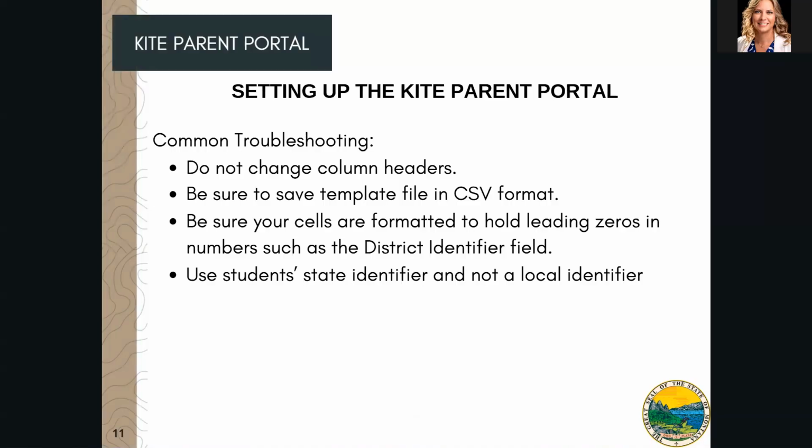Let's go through some common troubleshooting items. Be sure to leave the column headers as they appear in the template file that is downloaded out of the Kite Educator Portal. Be sure to save your template file in CSV format and that your cells are formatted to hold the leading 0 of the district identifier field, should your district have a school system code that starts with a 0.